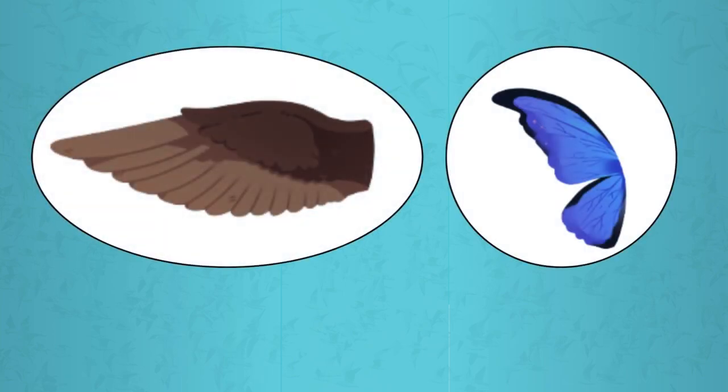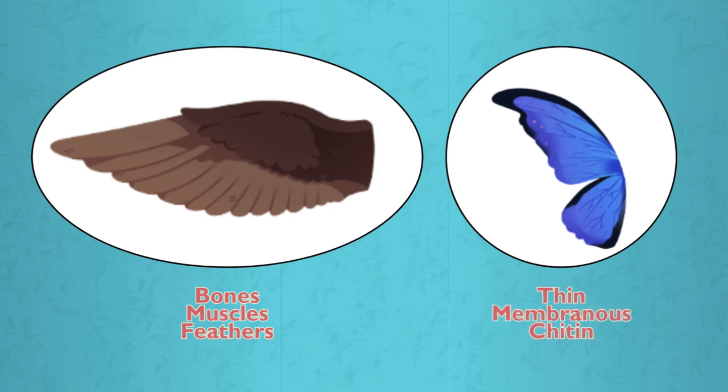For example, we have the wings of birds and insects. A bird's wing has bones, muscles, and feathers, but an insect's wing is thin, membranous, and made of chitin. Both help their owners fly, but their evolutionary origins are completely different.